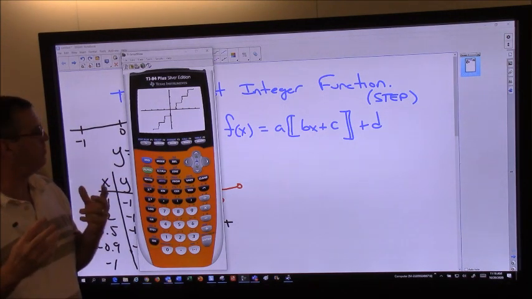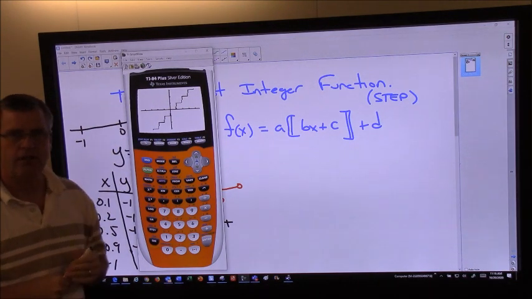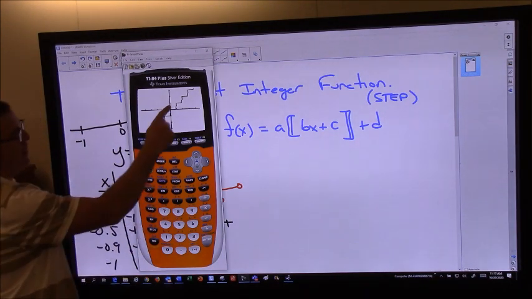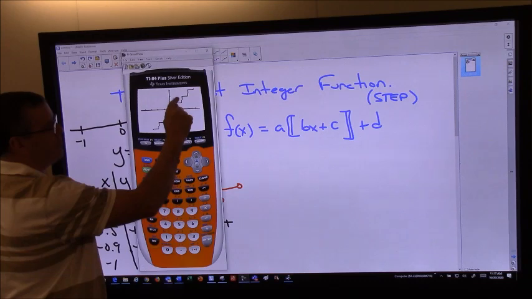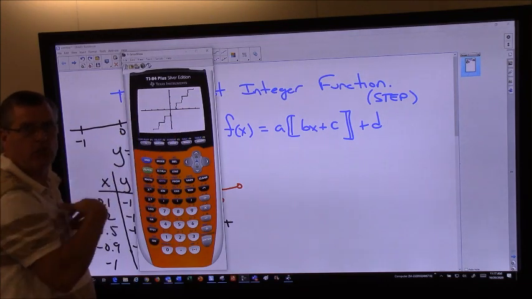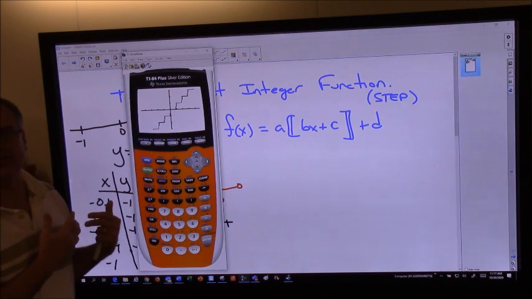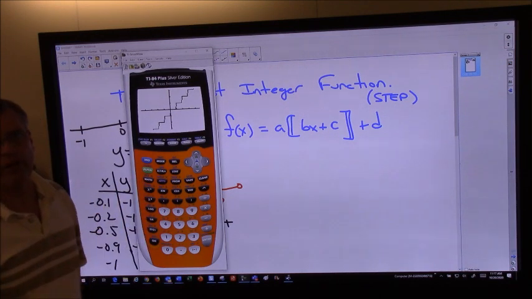I think the programmers at Texas Instruments figured out how to solve that problem, and so now when you guys graph it, you won't see that up and down line. So we just need to know that when you look at my graph, that's not supposed to be there. It's just the way the program was made.